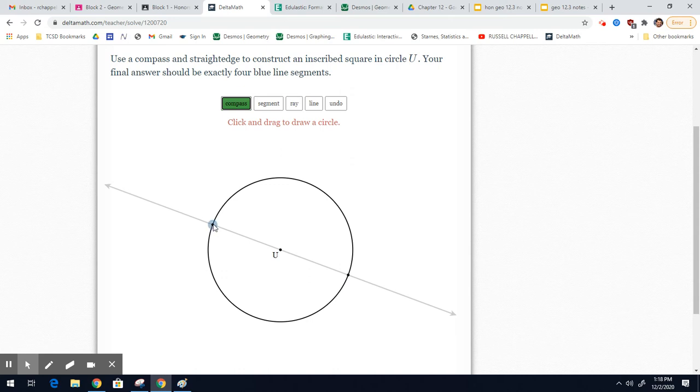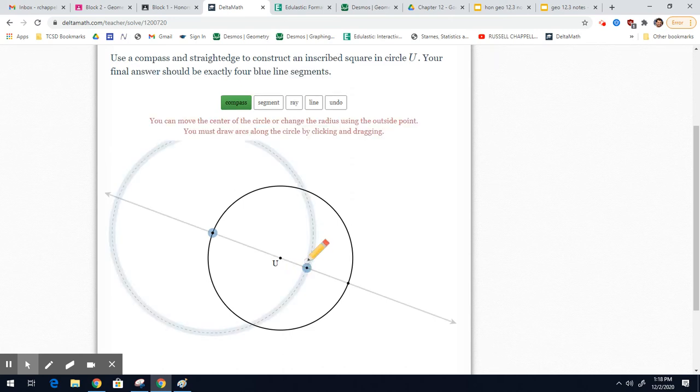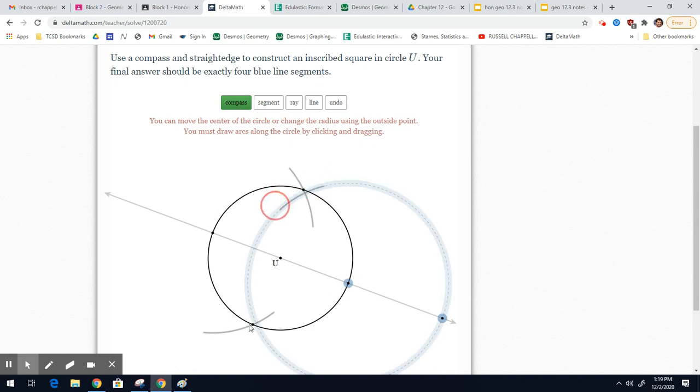So notice I'll start here. I'll drag it more than halfway. U is halfway, more than halfway. And I'm going to draw a big arc here and a big arc here. You can draw one big arc if you want to. I don't like to. And then I'm going to take this center. I'm going to slide it down to the other point, or the other endpoint of the diameter, and draw an arc here and draw an arc here. And there I go.